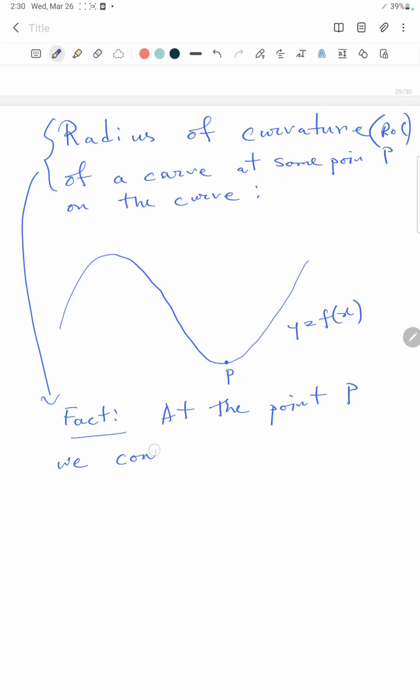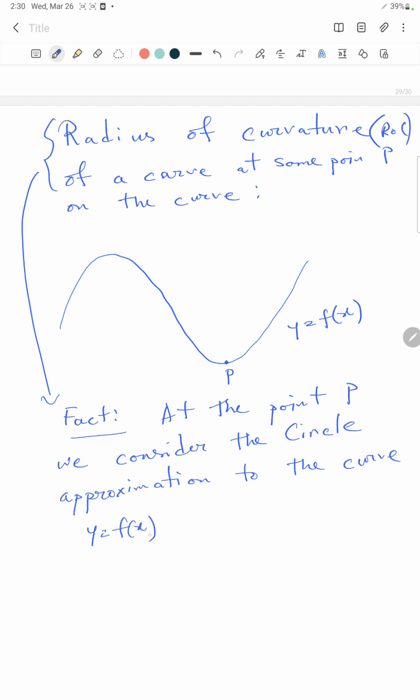we consider the circle approximation to the curve y equal to f(x). So this radius of curvature is related to the fact of, just remember this, circle approximation to the curve y equal to f(x) at the point P. Okay, so let us try to just see what this is.